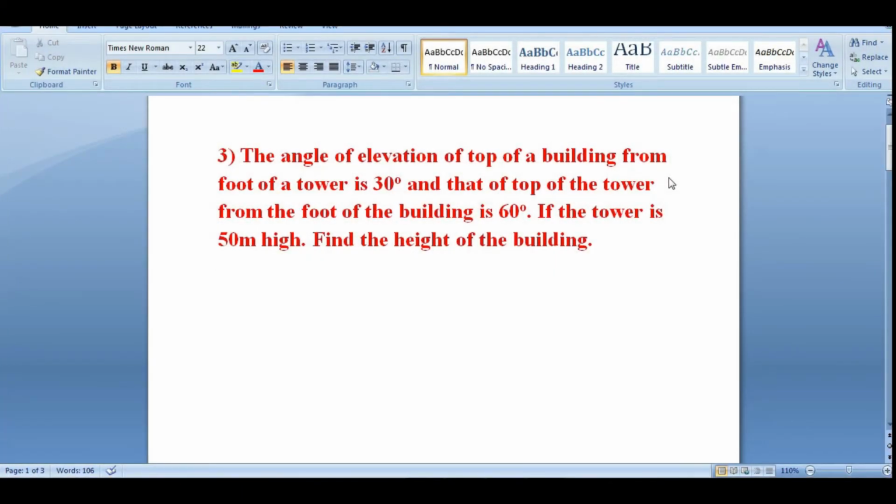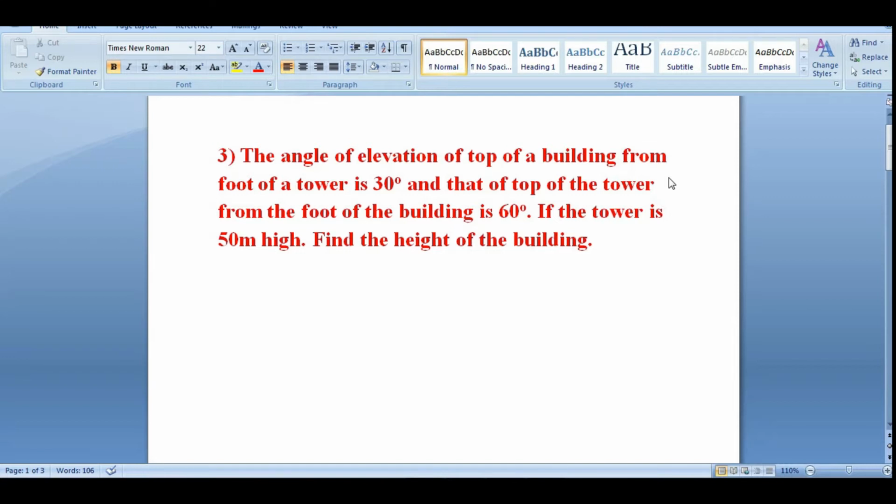So we will continue our last session, that is the applications of trigonometry in our daily life. Previously we have discussed the basic concepts regarding this chapter, and we did two problems, and now we will continue with the third problem.